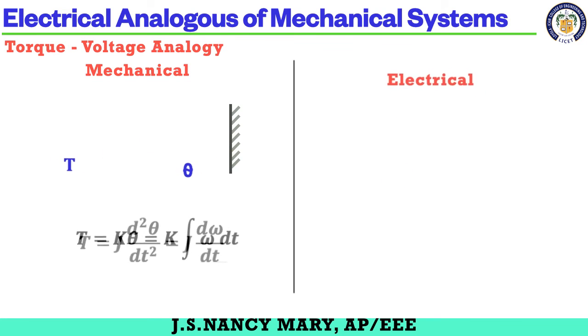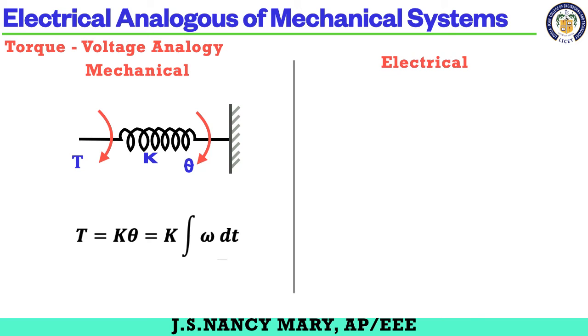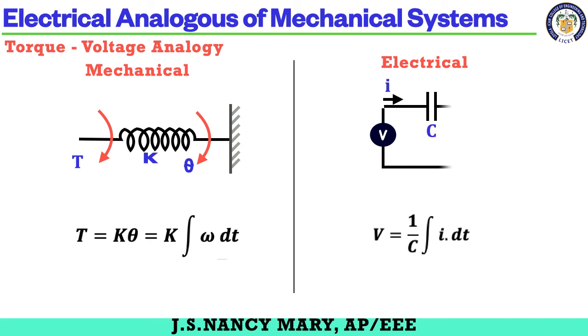Then the spring: again T is replaced with V and omega dt with i dt. We know very well V is equal to 1 by C integral of i dt. So replace the formula. You will be replacing K with capacitance. So this is your torque voltage analogy.